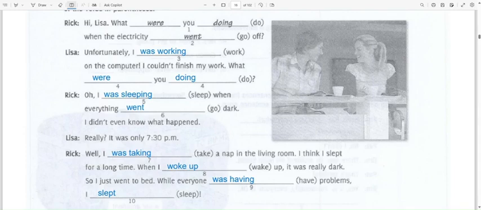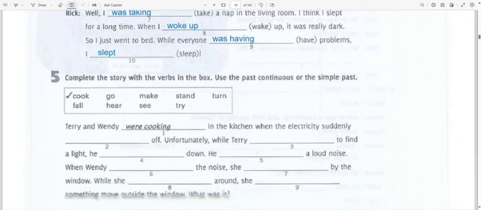But we can say while everyone was having problems, I was sleeping. Yeah, that is also correct. For the last one, actually, students, both are correct. We can say while everyone was having problems, I was sleeping. There is nothing wrong in that. Meaning wise, while everyone was having problems, I was sleeping. You can say that, no problem. So for the last one, I slept is also correct, and I was sleeping is also correct. Nothing wrong in the answers.